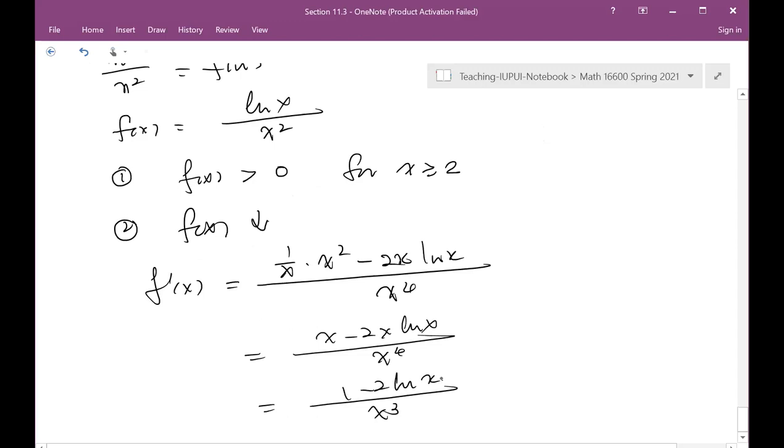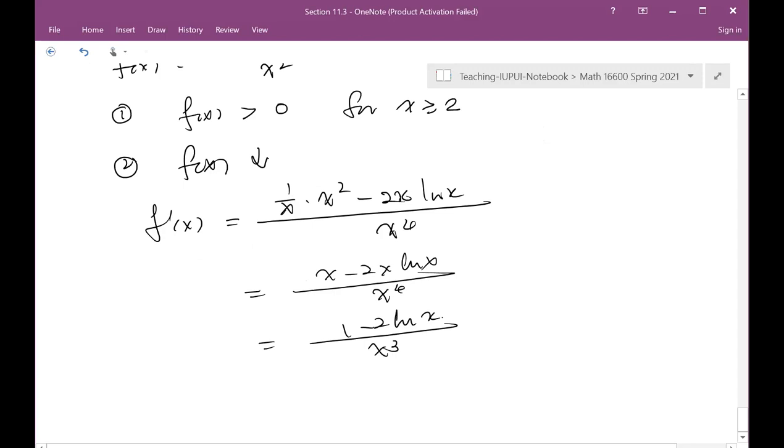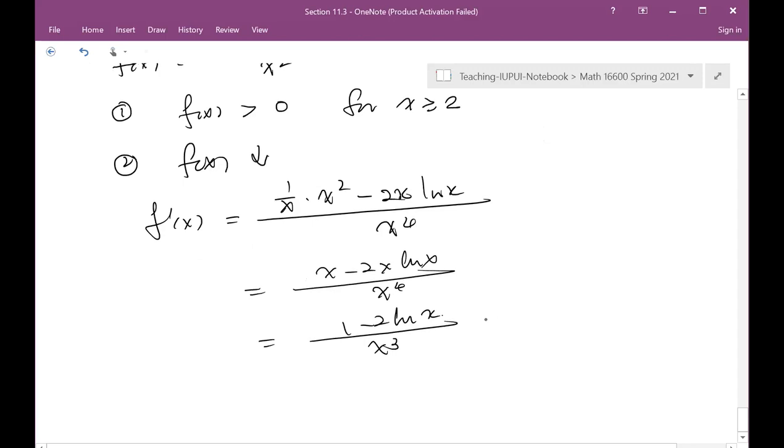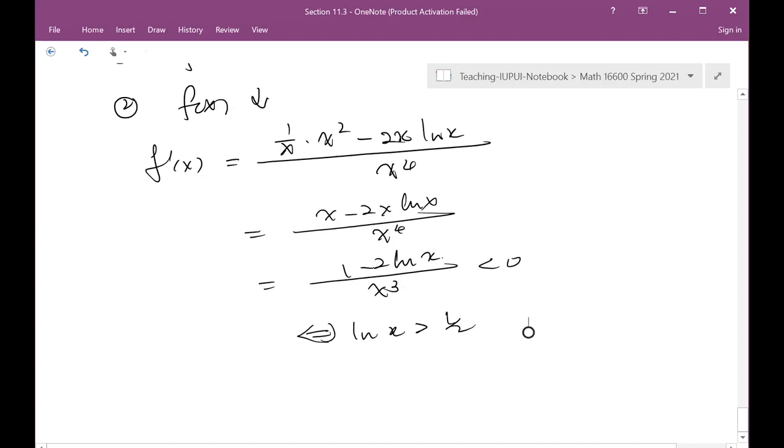Right. So under what condition will this be negative? This is negative if and only if natural log of x is greater than 1/2. But for what x will this be greater than or equal to 1/2?